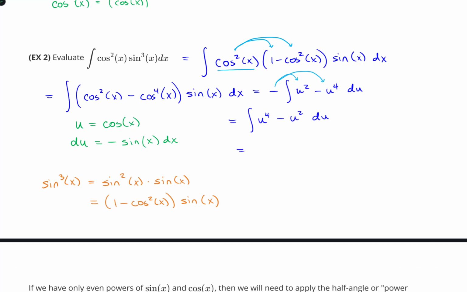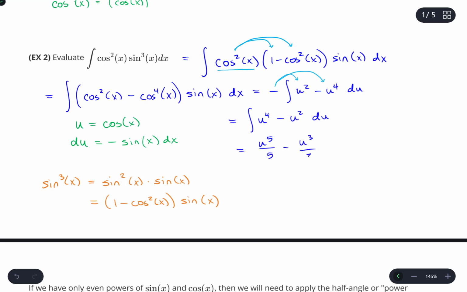Now we integrate, so this would be u to the fifth over 5 minus u to the third over 3 plus c, and I could just express that finally as, say, 1/5 cosine to the fifth power of x minus 1/3 cosine to the third power of x plus c.